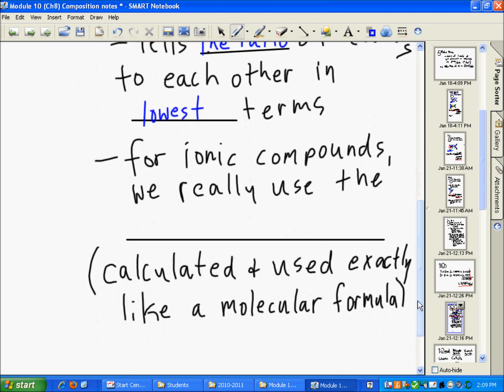And for ionic compounds, we really use which one? The empirical formula. And the reason for that is because ionic compounds don't actually exist as individual molecules. So if we take something like sodium chloride, you don't find individual sodium chloride particles. What you find is one sodium attached to one chlorine, attached to another sodium, attached to another chlorine, attached to another sodium.